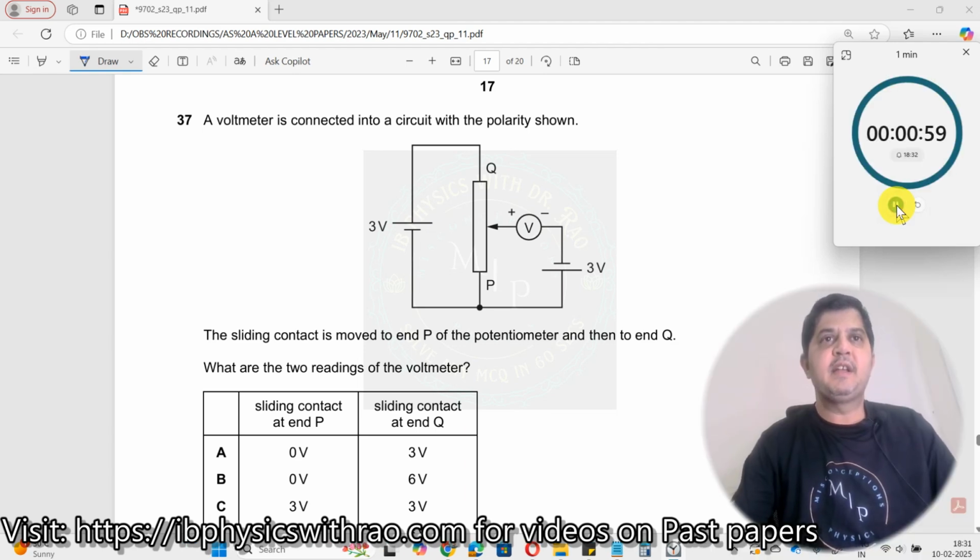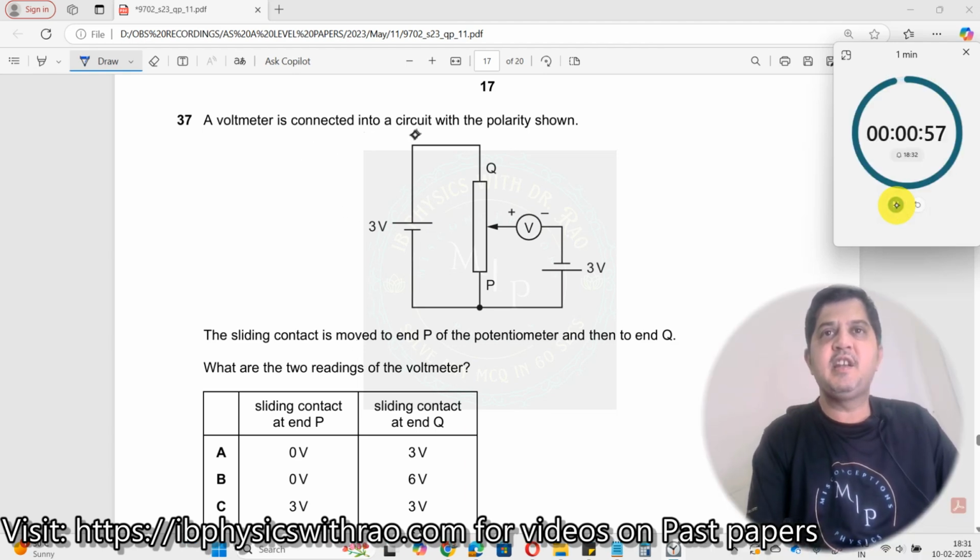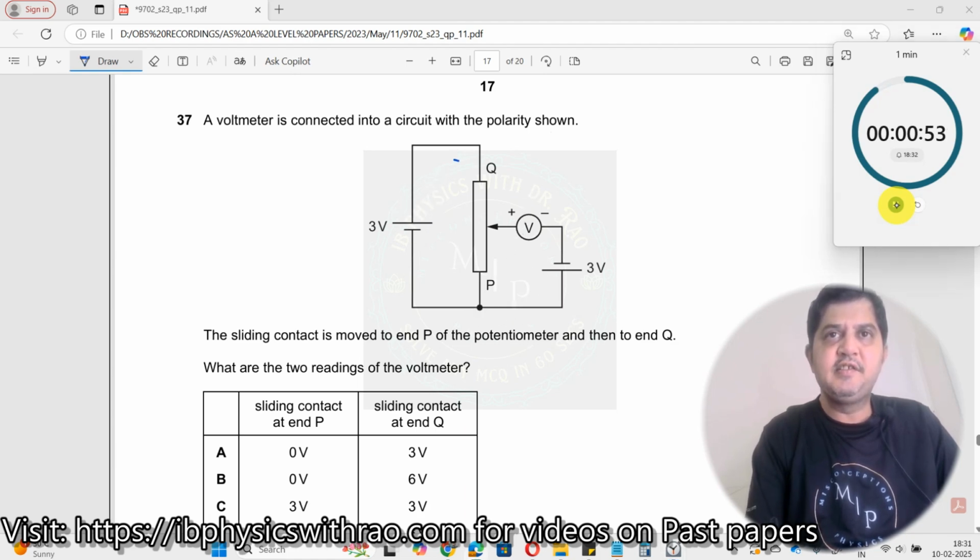Question number 37. A voltmeter is connected into a circuit with the polarity shown. Okay, polarity is shown over here. This end becomes positive, this end becomes negative. Okay. The sliding contact is moved to the end P.